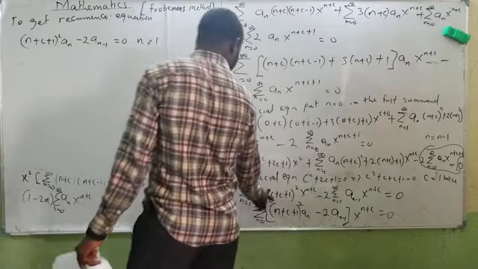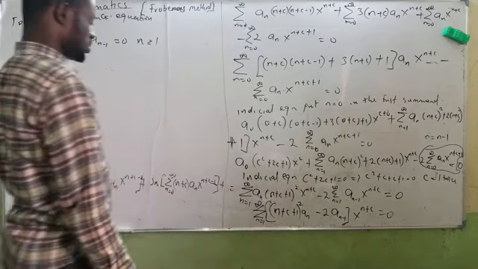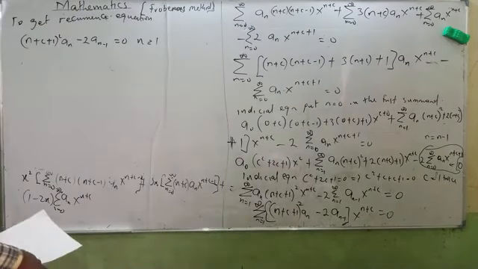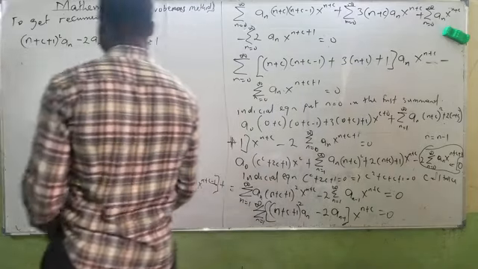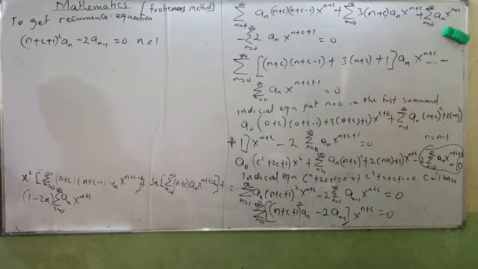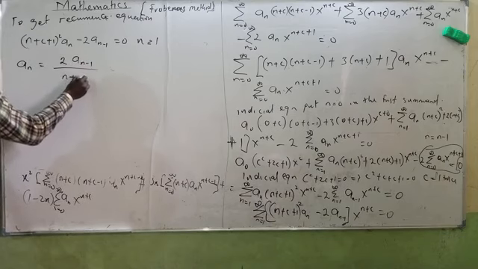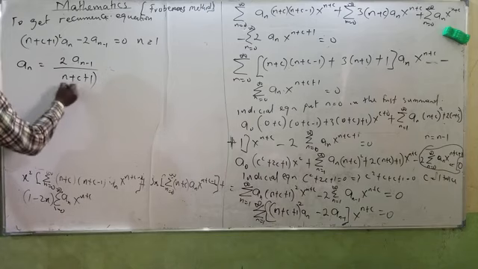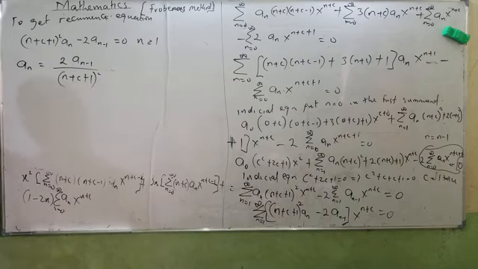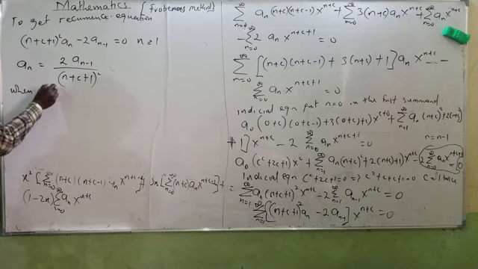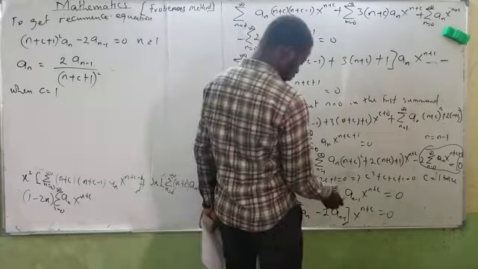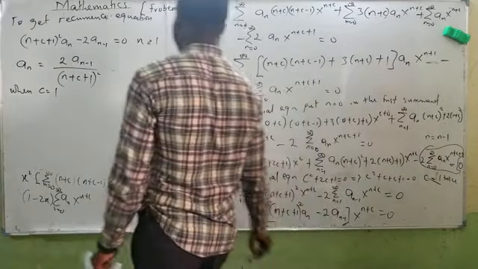Okay, it started counting from what? From 1. Now, counting from 1 and above, since I know that, I will say that my a of n will be equal to 2a of n minus 1 divided by n plus c plus 1, all squared. Yes, that is what I'm going to do. Now, don't forget that my c equals 1 from somewhere here.